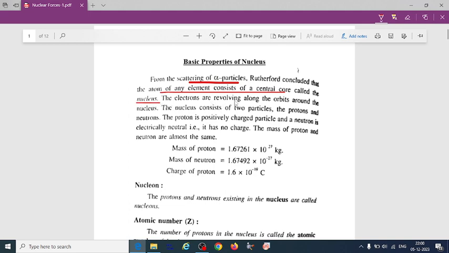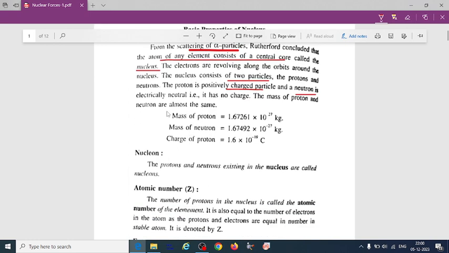The electrons revolve around the nucleus, and the nucleus consists of two particles, proton and neutron. Proton is positively charged, whereas neutron is neutral, and the electron which revolves around the nucleus is negatively charged. The masses of the proton and neutron are quite similar, 1.6 into 10 to the power minus 27 kg. Only the proton has charge, which is 1.6 into 10 to the power minus 19 coulomb. For the electron, the charge magnitude is also the same.